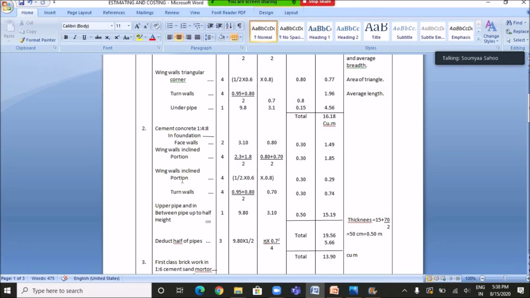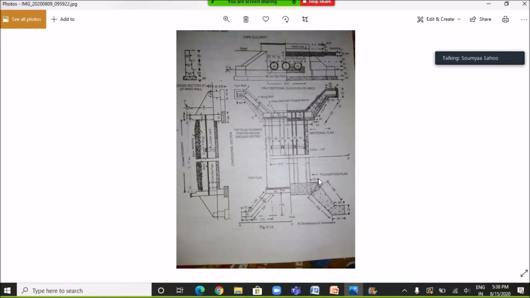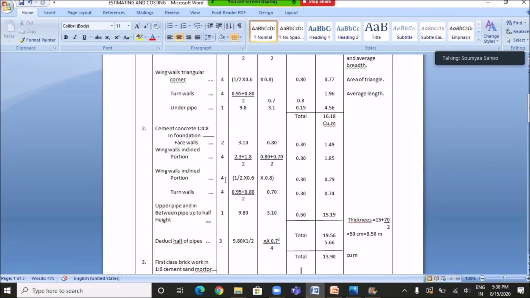Then next one is the wing wall inclined portion. Wing wall inclined portion is its triangular corner side, which is having a base of 60 centimeter and the width as 80 centimeter. So there are 4 number of triangular corners present, and if we multiply the area of these triangular corners along with its depth where the cement concrete work is to be done, which is 0.3 meter, then we will get the quantity. So here 4 multiplied with half into 0.6 into 0.8 into 0.3, which is equal to 0.29 cubic meter.